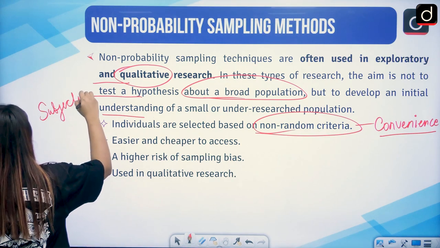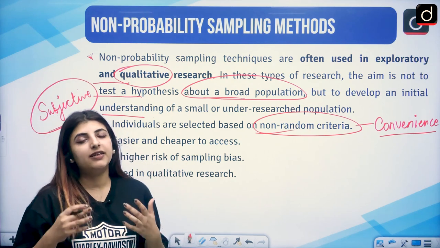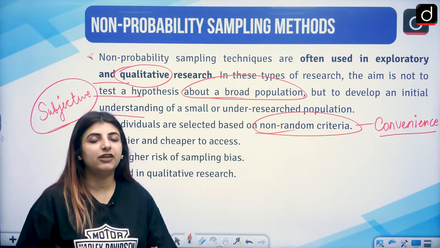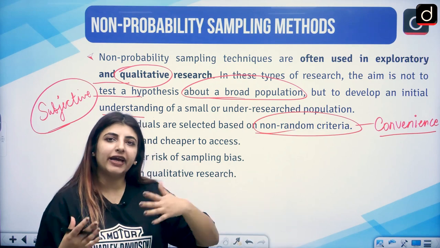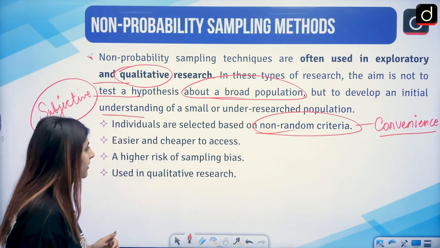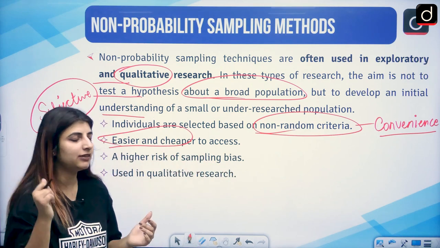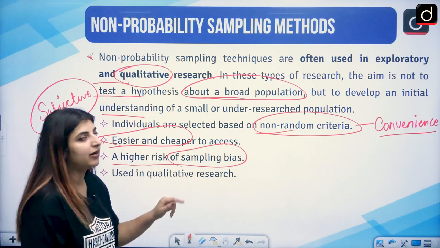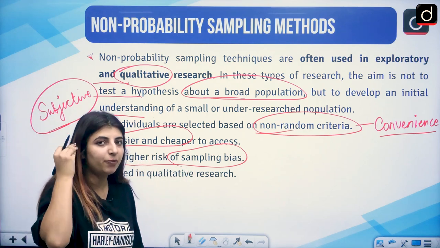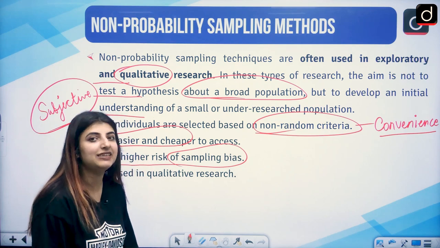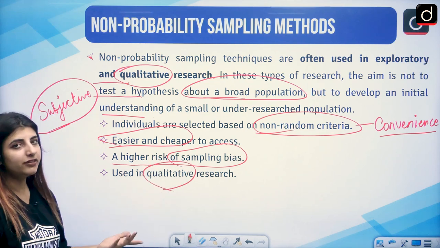getting to choose, then the research becomes subjective. So here the sampling technique is subjective, because the researcher can let his or her opinions come in and go along or against the person that he or she is dealing with. Easier and cheaper to access, because you know whom you want to ask. Higher risk of sampling bias, because you can be biased. You are subjective here. You are letting your opinions come in and hamper the process. So of course sampling bias can be there. Used in qualitative research, already told you.